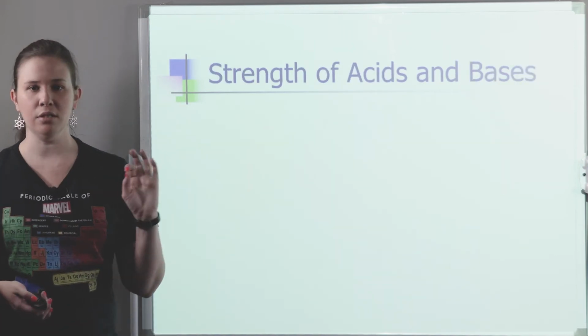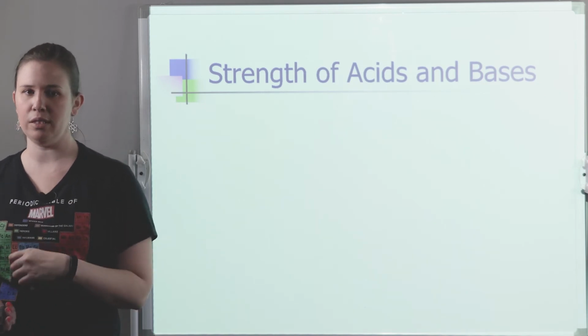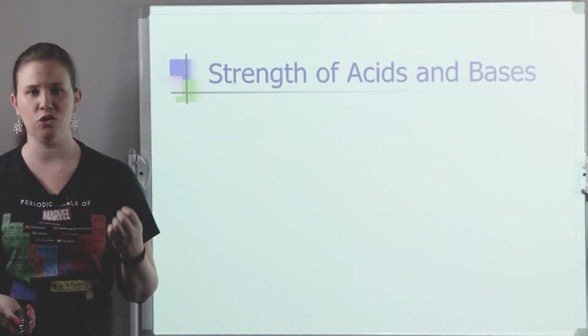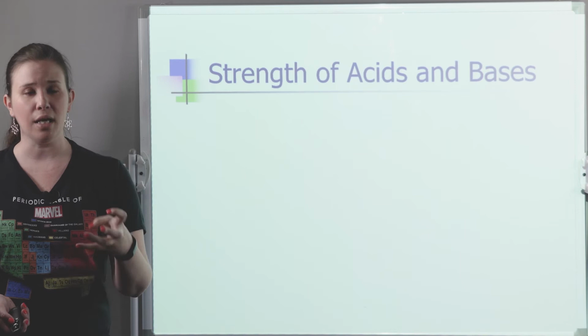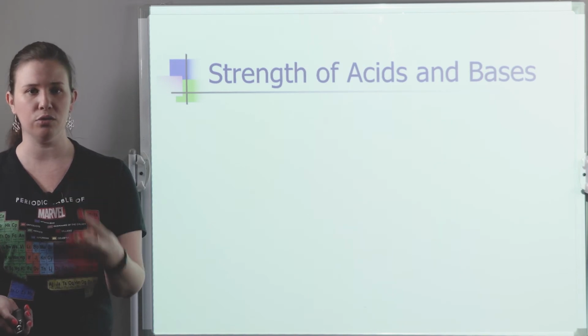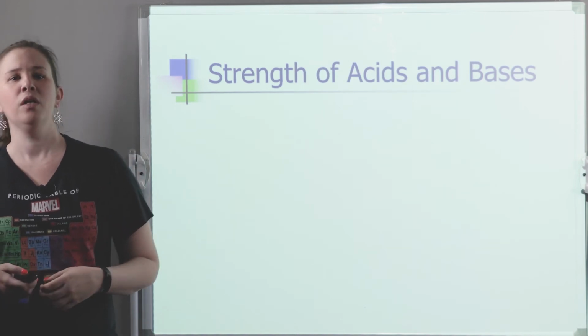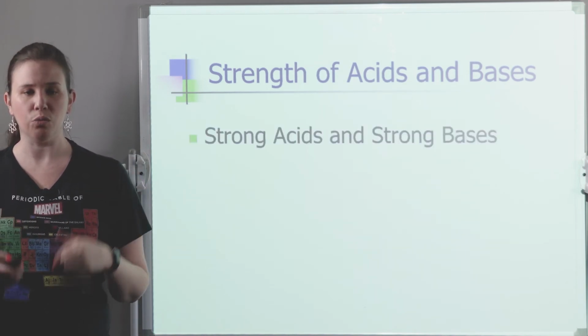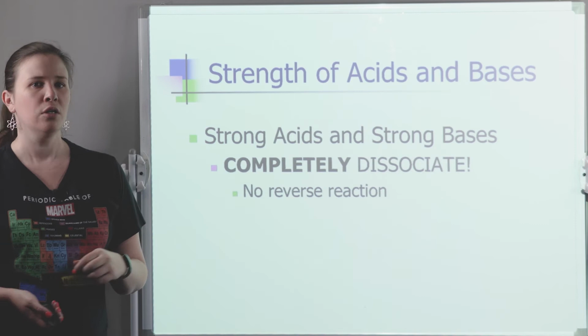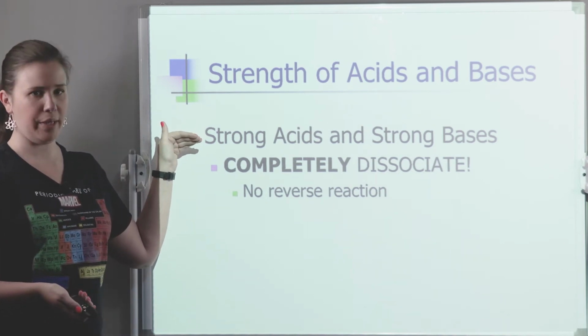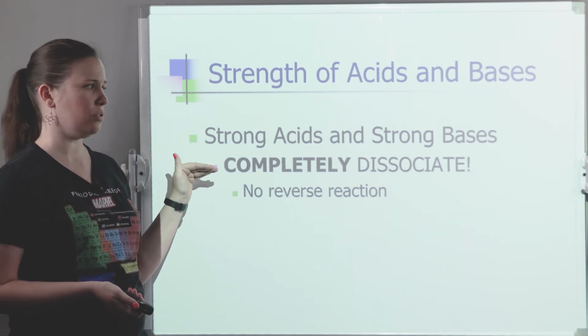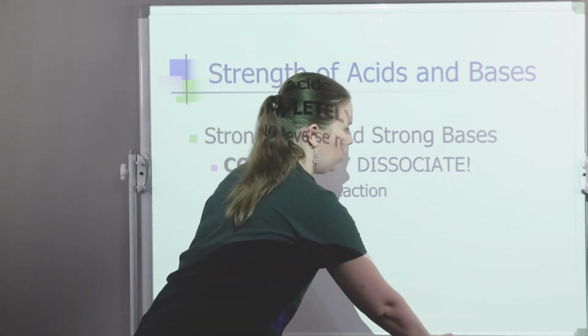All right, let's look at how strong acids and bases are. What do I mean when I say the strength of an acid? Weak acids don't dissociate well, don't conduct electricity well. Like, what do I even mean by weak or strong? It all has to do with the degree of dissociation. So if I have a strong acid or base, it will completely dissociate, meaning a one-way arrow.